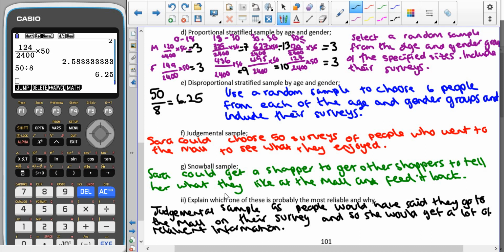So I'd say anything like that, as long as you've got the sampling method and then a reason why you think it's going to give her the best information for what she's wanting to do, is a good answer to give.